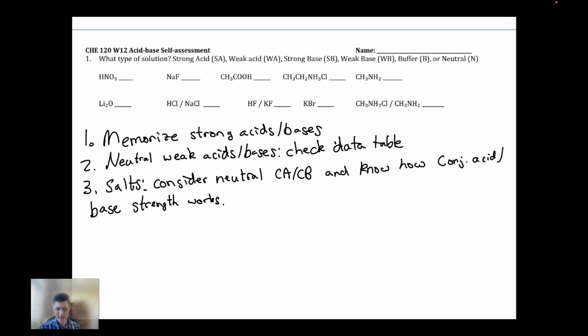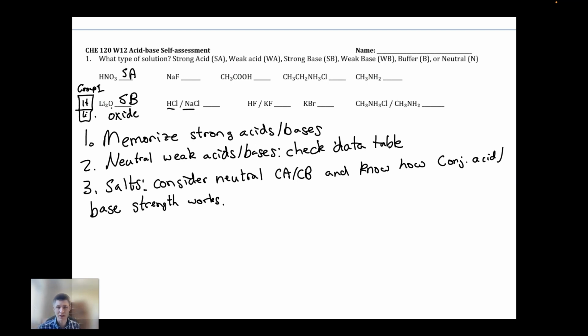From just memorizing that, HNO3 we can immediately identify as a strong acid. If we go down the list, NaF is not one of those strong acids or bases. CH3COOH, similarly, is not a strong acid or strong base necessarily. None of these work, but Li2O, Li is in group 1, right below hydrogen on the periodic table. So this is group 1, and O is the oxide anion. So that is a strong base because it's a group 1 oxide. Just from memorizing that, we can understand that.